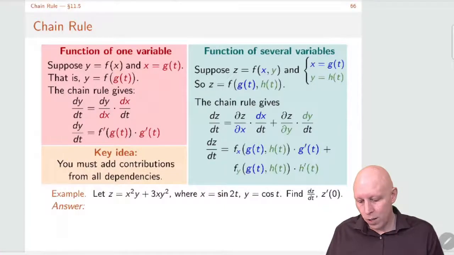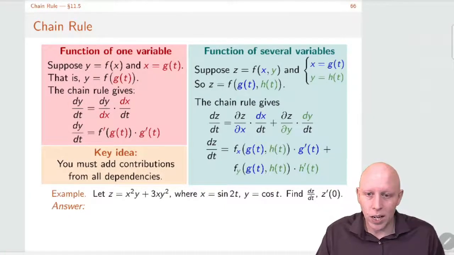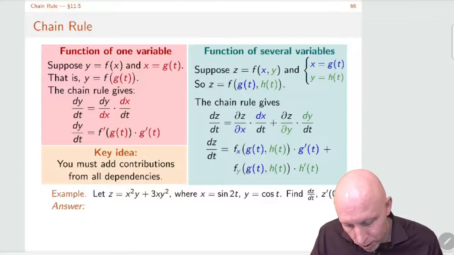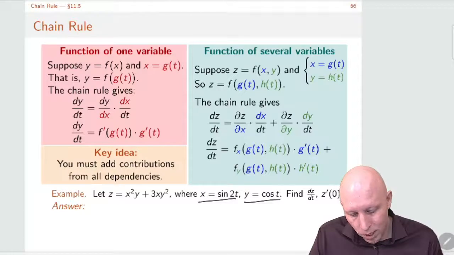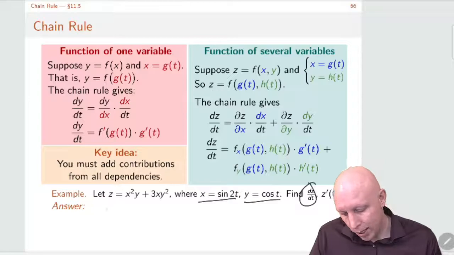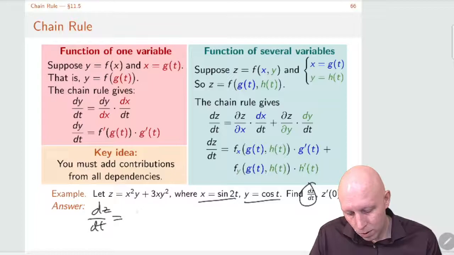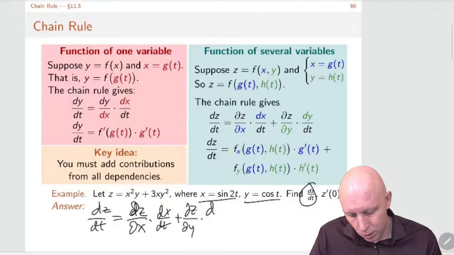All right, so let's look at this one. If z is equal to x squared y plus 3xy squared, x is equal to sine of 2t, y is equal to cosine of t. If we wanted to find dz dt, then what we do is we say, okay, so dz dt is equal to del z del x times dx dt plus del z del y times dy dt.